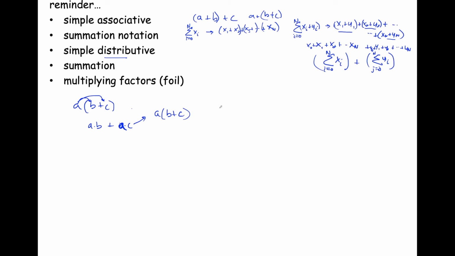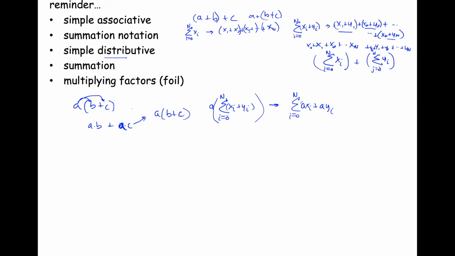Okay, so what does this mean? Suppose I have a summation, i goes from 0 to n, and let's say I write A times x_i plus y_i. Well, what can I do with that? I can distribute this multiplication by A to each term inside the summation. So that gives me the sum, i goes from 0 to n, of a x_i plus a y_i.